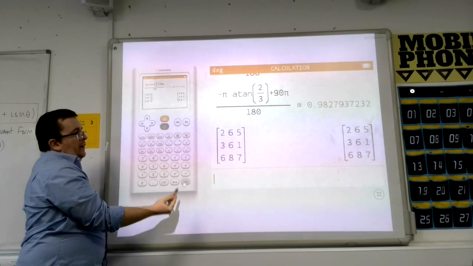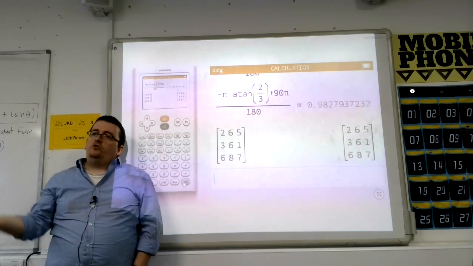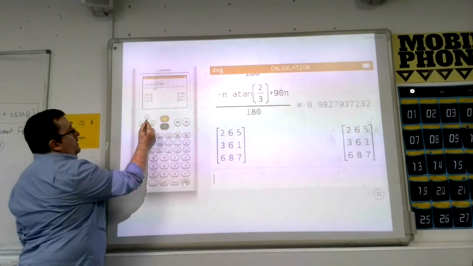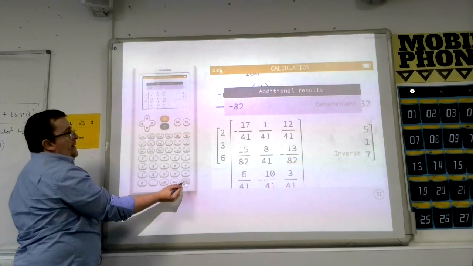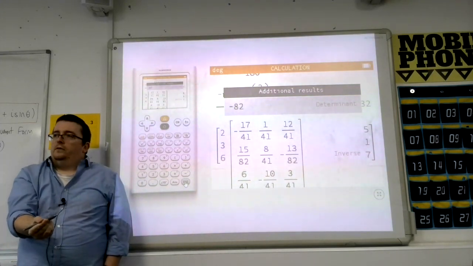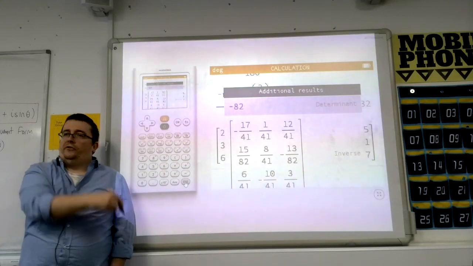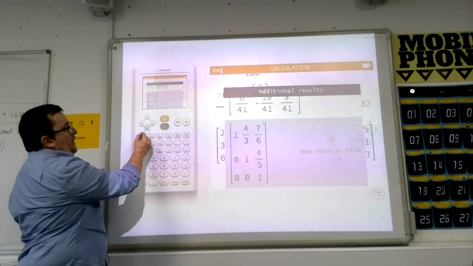Okay, and I press execute and it's ready. If you then want to find the determinant of the matrix, the inverse of the matrix, well, I go up to it, I go to the 3 dots, and there it is. There's the determinant, there's the inverse, right? I don't need to go into a separate bit and ask for it. So it's all here available to you.